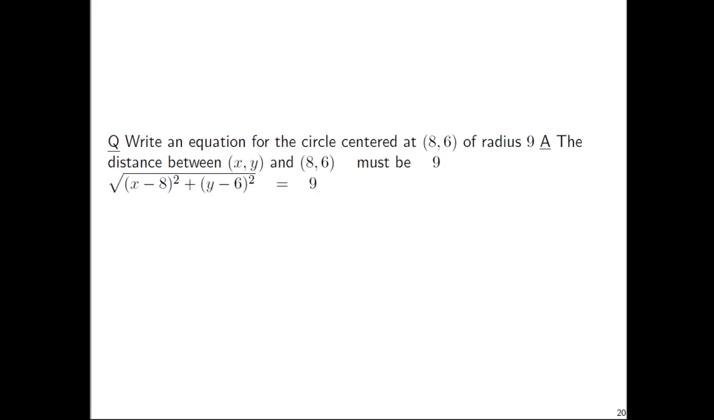So let's write an equation for the circle centered at 8,6 of radius 9. The distance between the point x,y and the point 8,6 must be 9. In other words, the distance formula applied to x,y and 8,6 must equal 9. We set that up, and then the most usual form is to square both sides. So we have x minus 8 quantity squared plus y minus 6 quantity squared equals 9 squared.